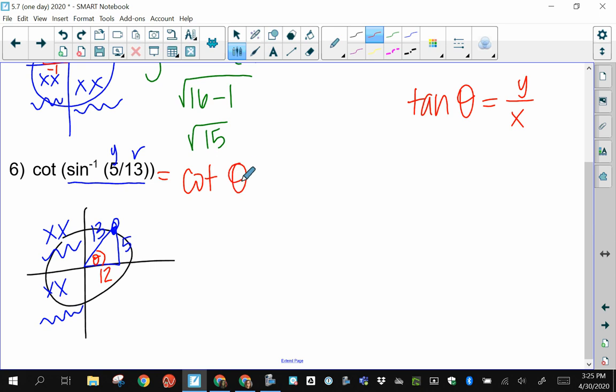And now we're going to move on to the next part, which is finding the cotangent of that theta. If tangent is y divided by x, that means cotangent is that reciprocal, x divided by y. And I'm simply just going to use the things that we just labeled here. X is 12 and my y is 5.